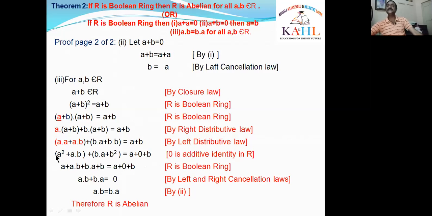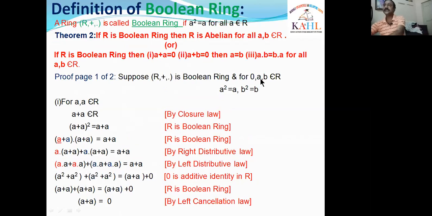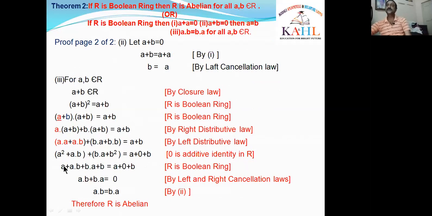Okay, right. What is A square? Because A is in R, A square is equal to A. If B is in R, B square is equal to B, because R is a Boolean ring. Here also A square is equal to A, so I am replacing A square with A. Plus AB as it is, plus BA as it is, plus B square. B square means B, because R is a Boolean ring. Plus A plus 0 plus B. The same step is carried forward to the next step on the RHS side.